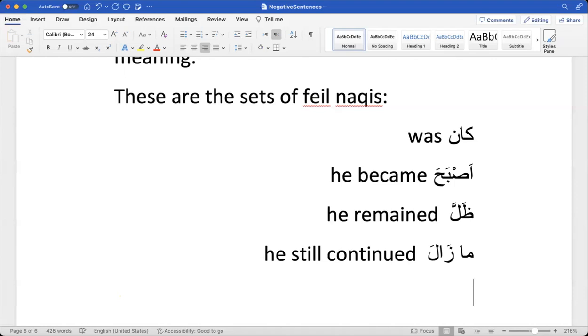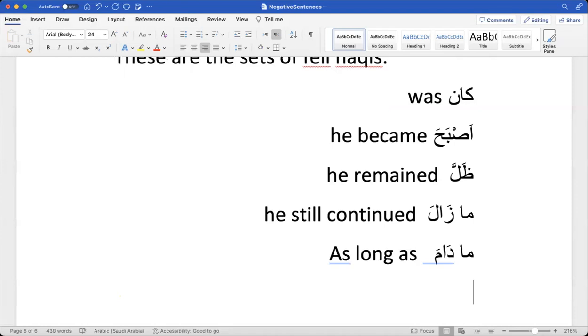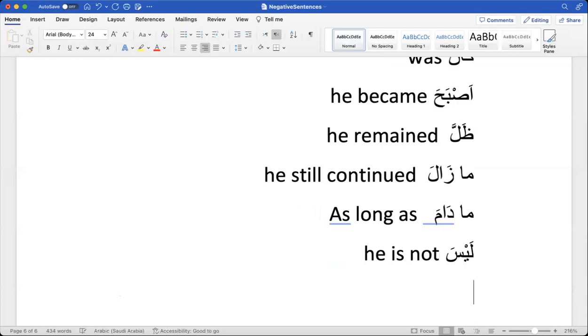Then we have madama. This is also used in the Quran. Madama means as long as. As long as he did something. Then you have laisa. Laisa is also a sister of kana. Laisa means he is not.